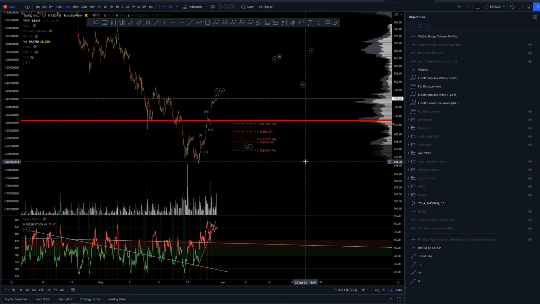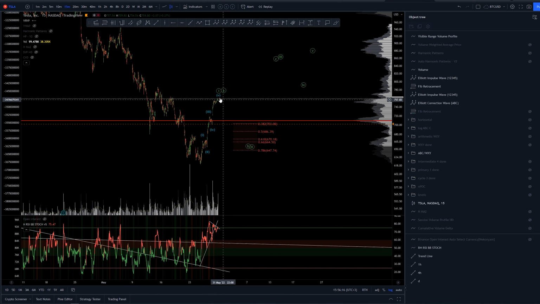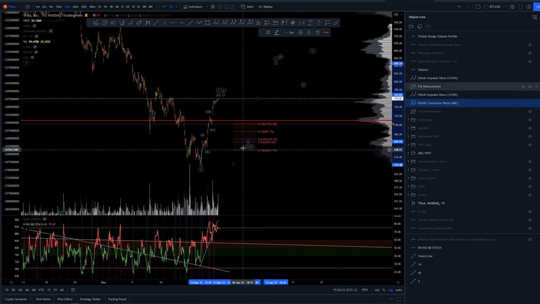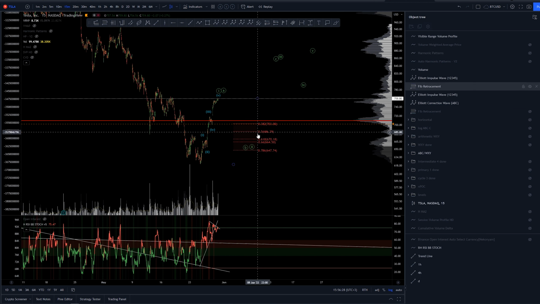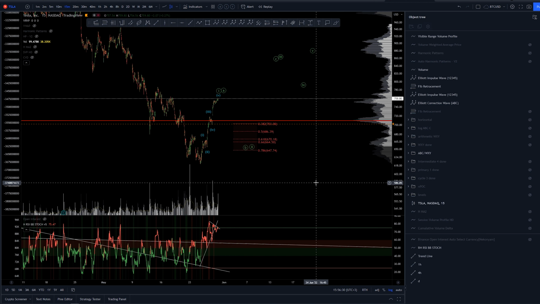Yeah, but that is basically my ideas. I'll try to look for the subwave structure here on the ABC play, or the B wave play, to see that we have 3 waves coming down, and when that ends I could be taking a long. But we'll see if that turns out well. That's pretty much all I want to share on Tesla today.